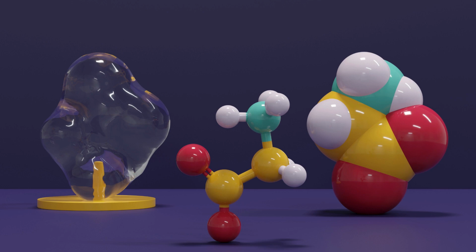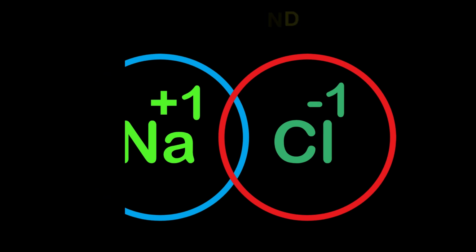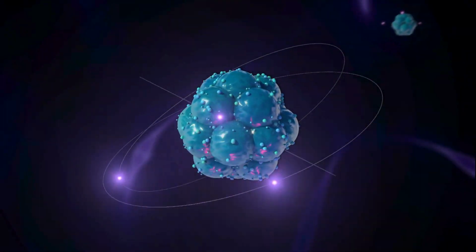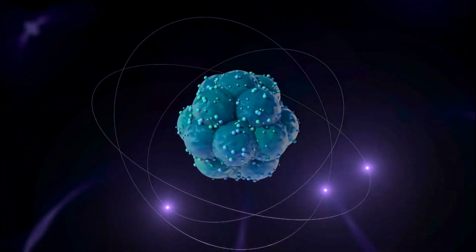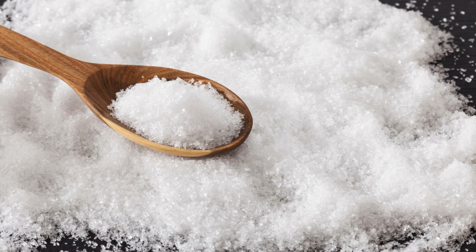There are several types of chemical bonds, and they involve the sharing or transfer of electrons between atoms. The 3 main types of chemical bonds are ionic bonds, formed between ions of opposite charges, cation and anion. Involves the transfer of electrons from one atom to another. Results in the formation of ionic compounds.